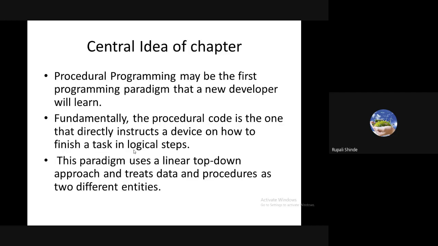Then the central idea of the chapter: as everybody knows, what do you mean by procedural programming language. Like C is a procedural programming language, where we mainly focus on the functions, how the function is going to execute. In C there is sequential execution, where step by step the execution goes on. Likewise, we have to execute the Python program, and we have to focus on the functions. So it is the central idea of the chapter.